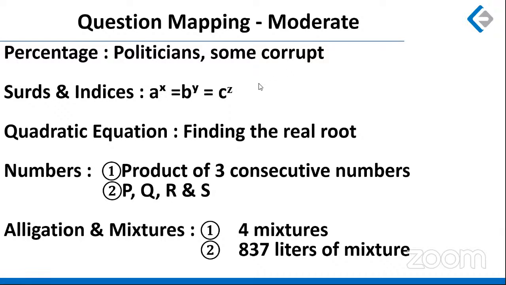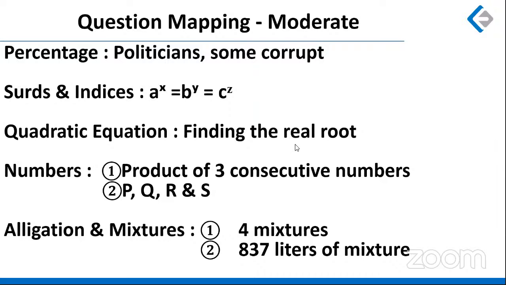Something very similar was a standard surds and indices question based on the theory A raised to x is equal to B raised to y is equal to C raised to z. 3 numbers given to you. And of course, you would probably remember that A multiplied by B is C, as there is some sort of a question like that, a theory. If you can remember that, this was again a very easy question. The only thing was that the numbers were not directly visible as A multiplied by B is C. There was some small modification to be done.